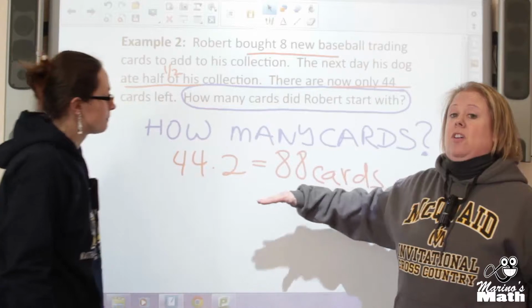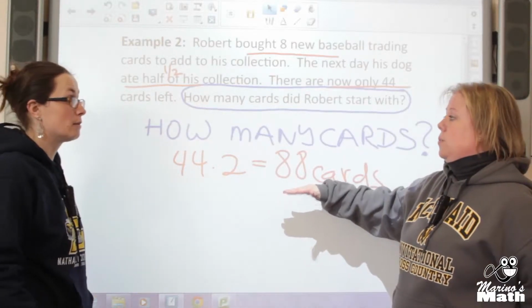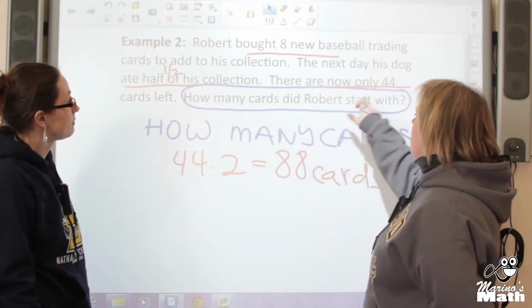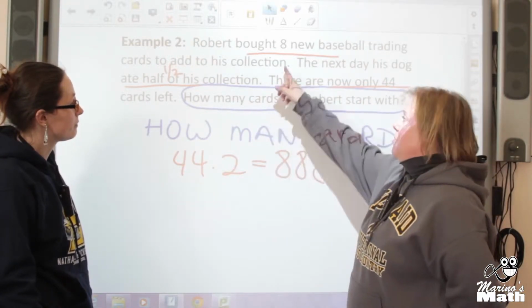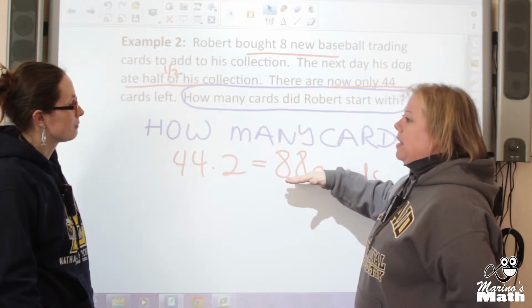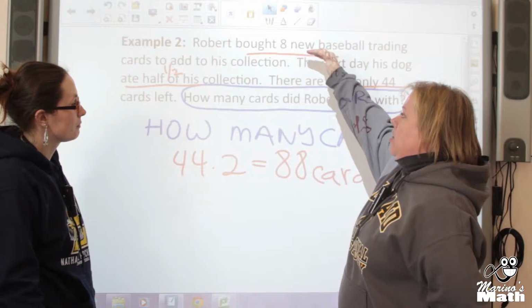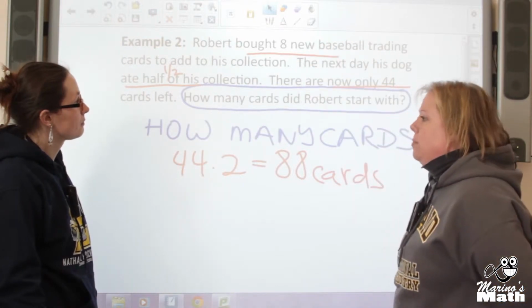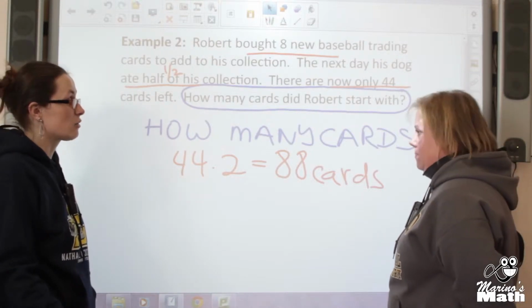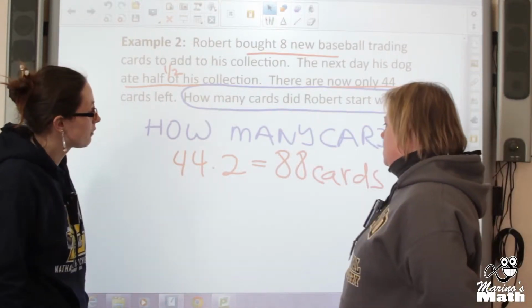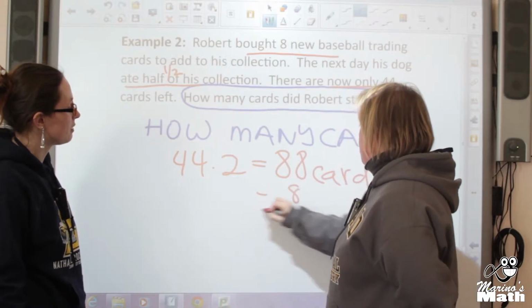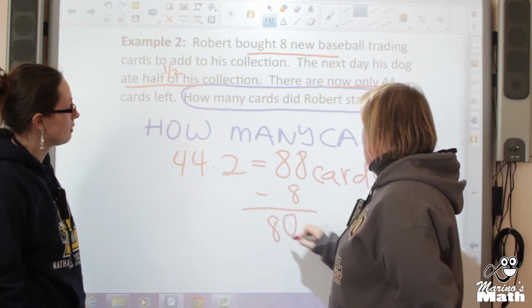So our problem is not solved yet. We did 1 step. Now we have to look at our second step, and our second step has to do with how many cards he started with. He ended up, after he purchased 8 cards, with 88 cards. So what mathematically do we have to do to determine how many cards he started with before he bought those 8 cards? So he would have less than 88 cards. So we're going to subtract the 8 from the 88. And the math turns out nice and easy here. We end up with 80 cards.